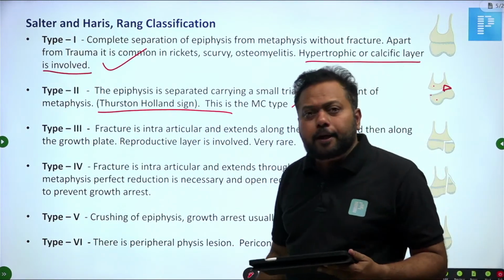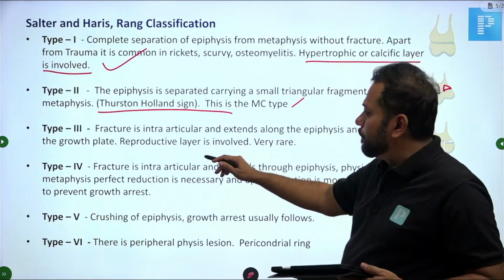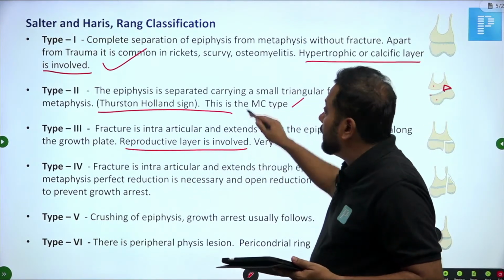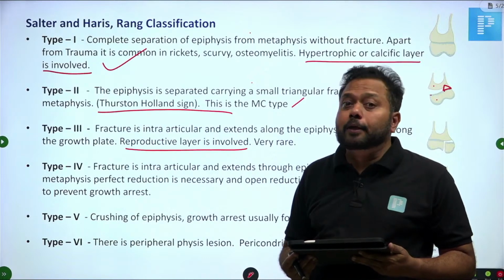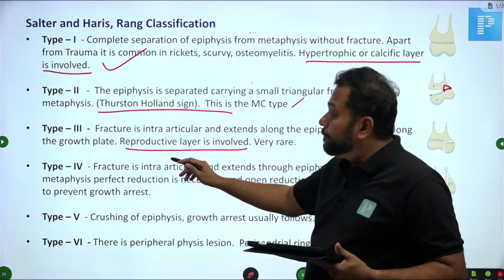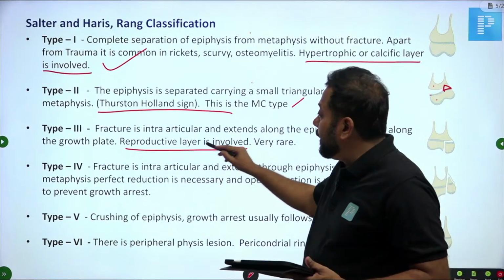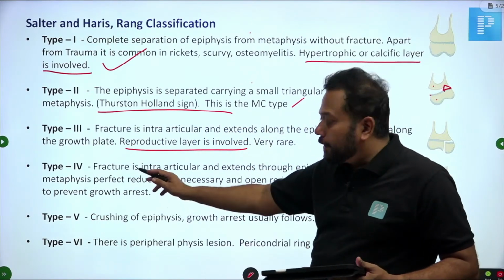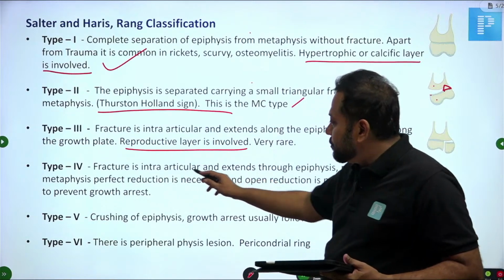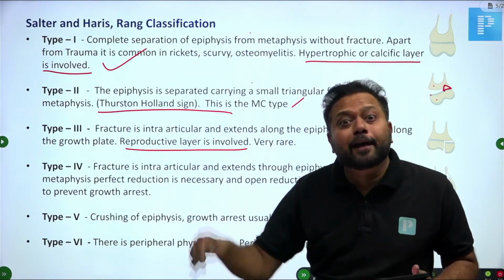Yes. Type 3. Fracture is intra-articular and extends along the epiphysis, then along growth plate. Reproductive layer is involved. In first 2, only hypertrophic or calcific layer is involved, so growth arrest will not happen. In type 3, reproductive layer is there. If you don't reduce and fix it properly, this type 3 can go for growth arrest. That's the complication. Type 4, fracture is intra-articular and extends along the epiphysis, physis and metaphysis. That means all layers are involved.